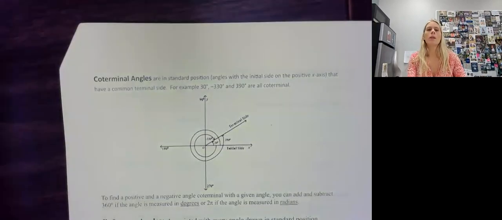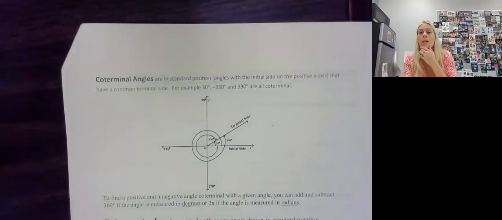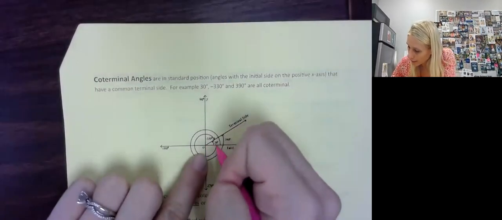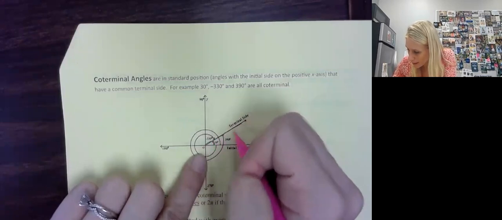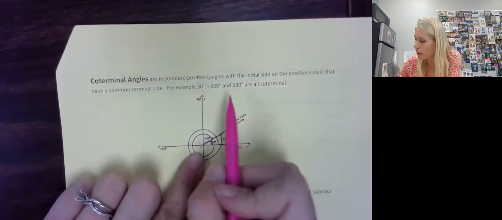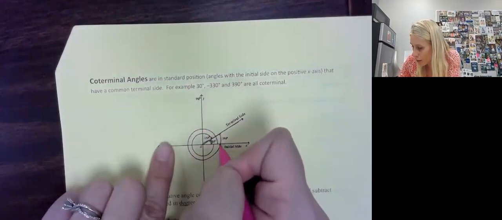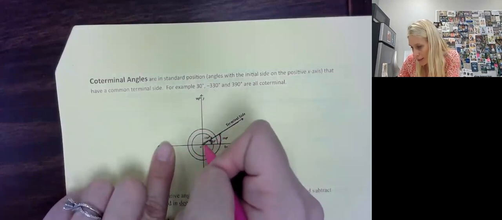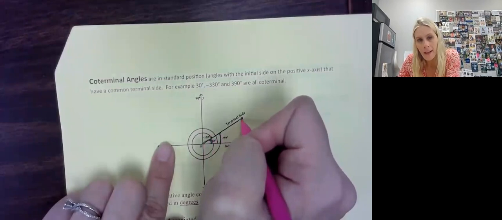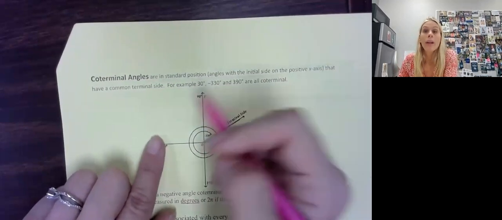All right, coterminal. Coterminal angles are in standard position with the initial side being on the x, so that starting side, and they have a common terminal side, that ending side, right? So for example, 30. 30 is right here. See that small angle right there? 30. That means we end up in the same spot for both these other numbers. 390 is just a full circle and that extra 30 degrees. So as you can see, your terminal side ends up the same, right? So that's why it's called coterminal. It's just that we're going around the circle.